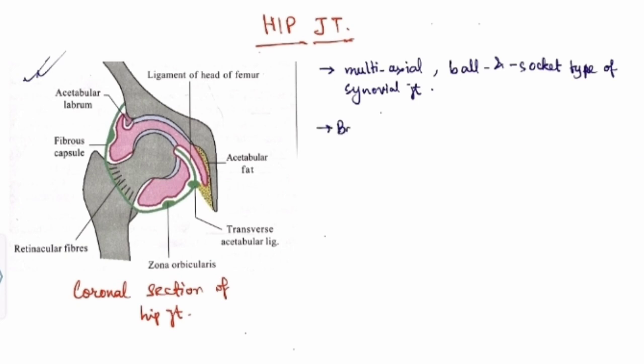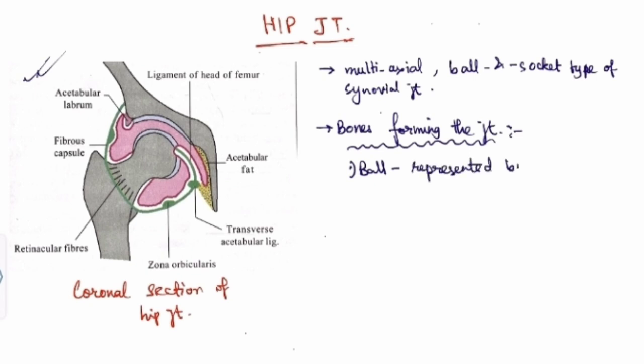Now, coming to the main important point, bones forming the joint. Whenever the topic is a joint, it usually is a long question because a lot of information is required. If it's a ball and socket type of joint, we have a ball and a socket. The ball is represented by the head of the femur. You can see the head of the femur here. It represents the ball. It is two-thirds of a sphere.